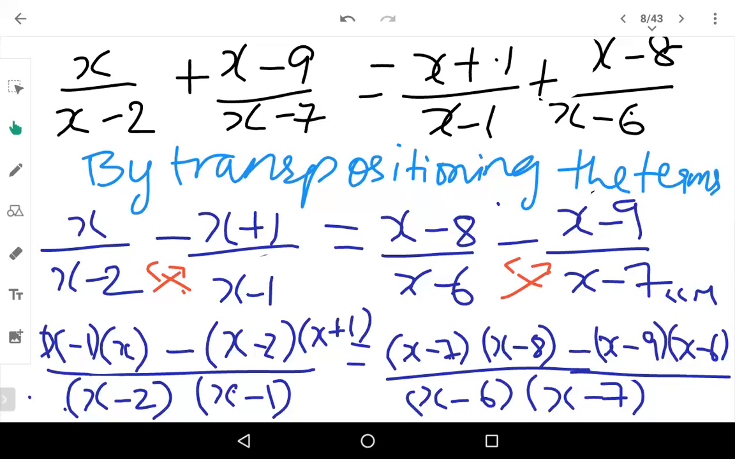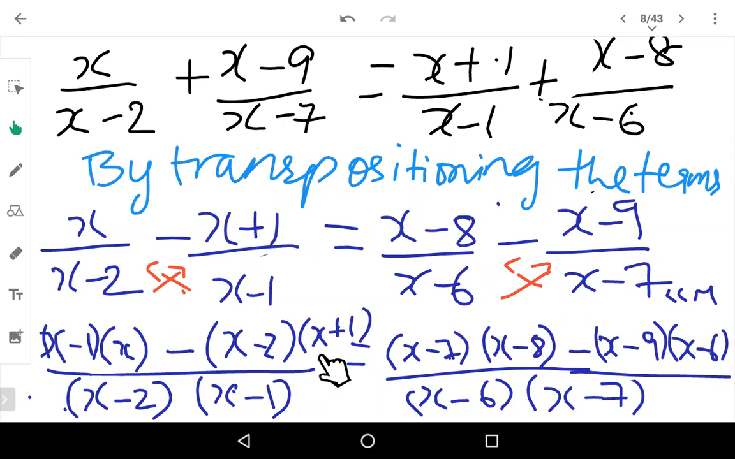Now for taking LCM, we have to multiply the denominators. Now when you multiply the denominators, you have to cross multiply the numerators. So x minus 1 into x and x minus 2 into x plus 1. This is onto your left hand side, and onto your right hand side, x minus 8 into x minus 7, x minus 6 into x minus 9. Okay, in the denominator you'll have x minus 6 and x minus 7.